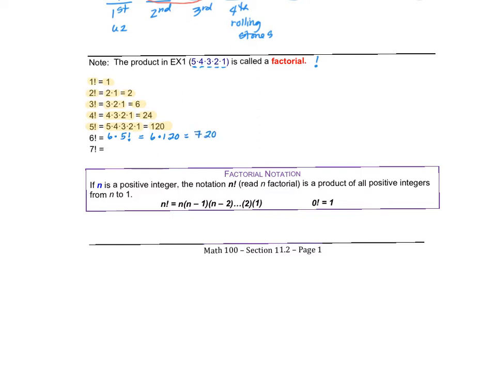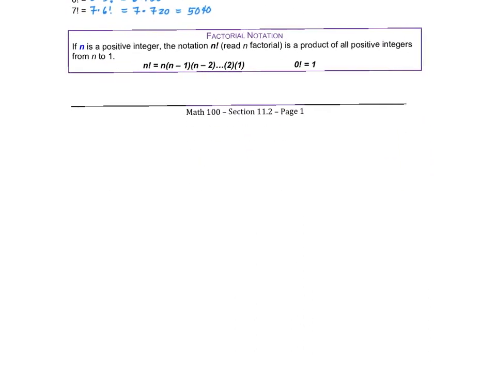So when I looked at 7 factorial, that's 7 times 6, 5, 4, 3, 2, 1, which is 6 factorial. So I can take 7 times 6 factorial, which was 720, which would give me 5,040.